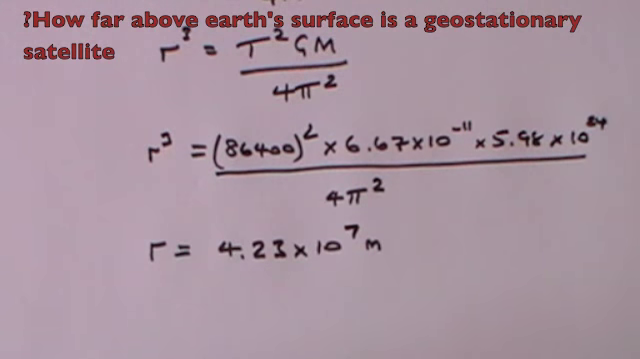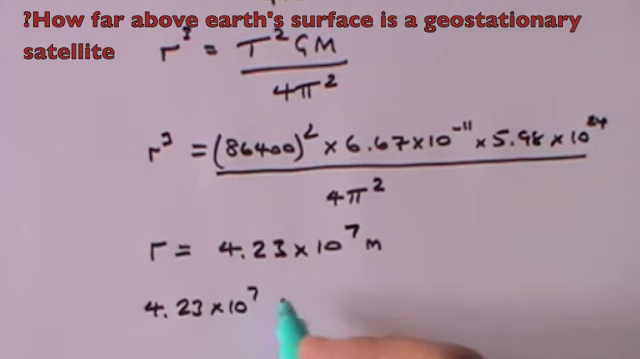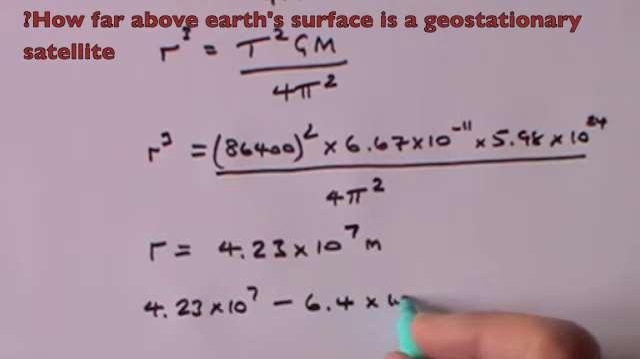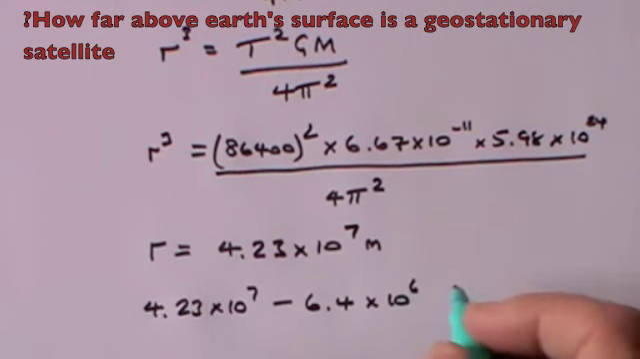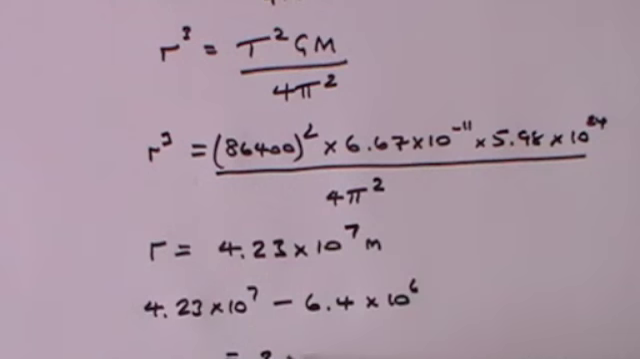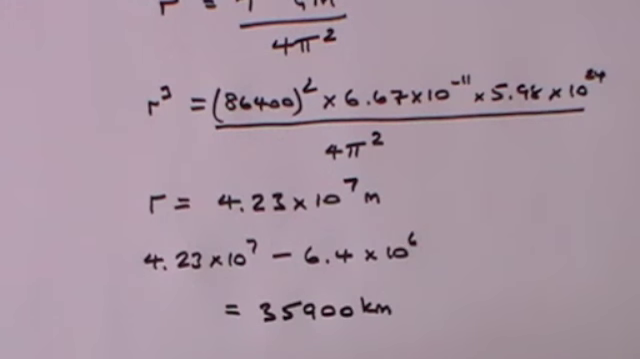Now remember, that is the distance from the centre of the Earth to the satellite. We have been asked what is the height above the Earth's surface, so therefore we have to take this distance r, 4.23 times 10 to the 7, and subtract from it the radius of the Earth, which is 6.4 times 10 to the 6 metres, and that gives us a total of 35,900 kilometres, which is about 22,000 miles. So all geosynchronous or geostationary satellites must orbit 22,000 miles above the Earth's surface.